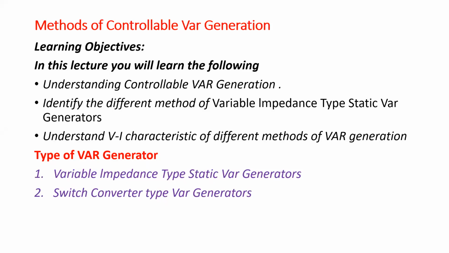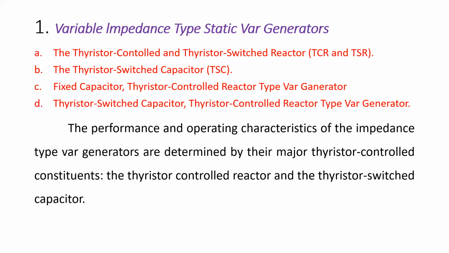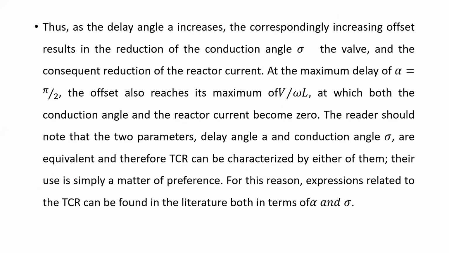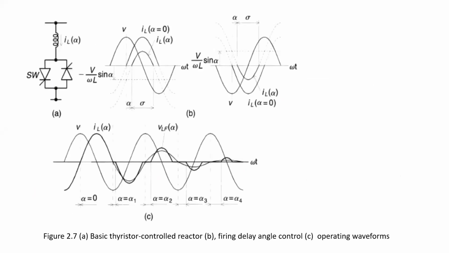Okay. So these are the points which we have started. There are different types of static VAR generators, variable impedance type, thyristor controlled, thyristor switched reactor. This point we have discussed. The remaining points we will discuss later on, but just we want to see this one. So here, this is the thing which we have already covered.